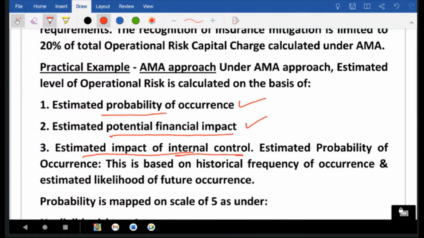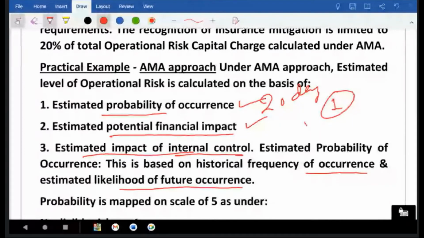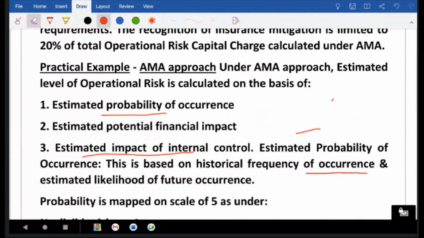Estimated probability of occurrence is based on historical frequency of occurrence and likelihood of future occurrence. We look at past data to see how often the event happens. Take the example of a staff member committing mistakes. In the past month, with 20 working days, he committed only one slight mistake. So we can say that next month the probability is 1 by 20, that means 1 out of 20. This is called the probability. Similarly for the whole year, 12 mistakes are likely to happen, because we have taken 12 months.